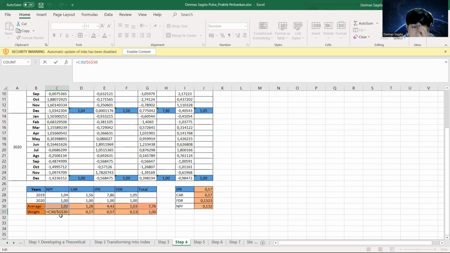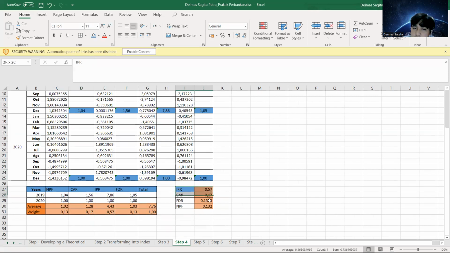The formula is the average of NPF, and then we divide it by the total of the averages of all NPF, CAR, IPR, FDR. Just enter that. Then we got the weight for NPF, CAR, IPR, FDR, and the total.